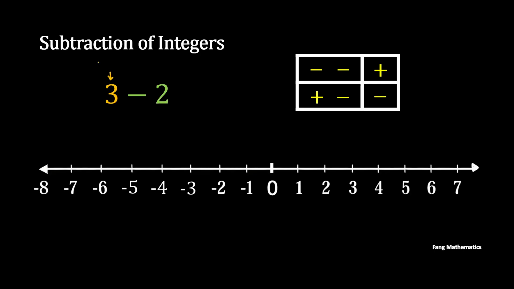The first number in orange is your starting position. It's a 3, so we are to mark 3 on the number line to start. Next, you have the minus. Minus, that is the direction you are to move. Minus, you are to move in the negative direction, that is towards the left. And 2 is the magnitude, the number of units you are to move.